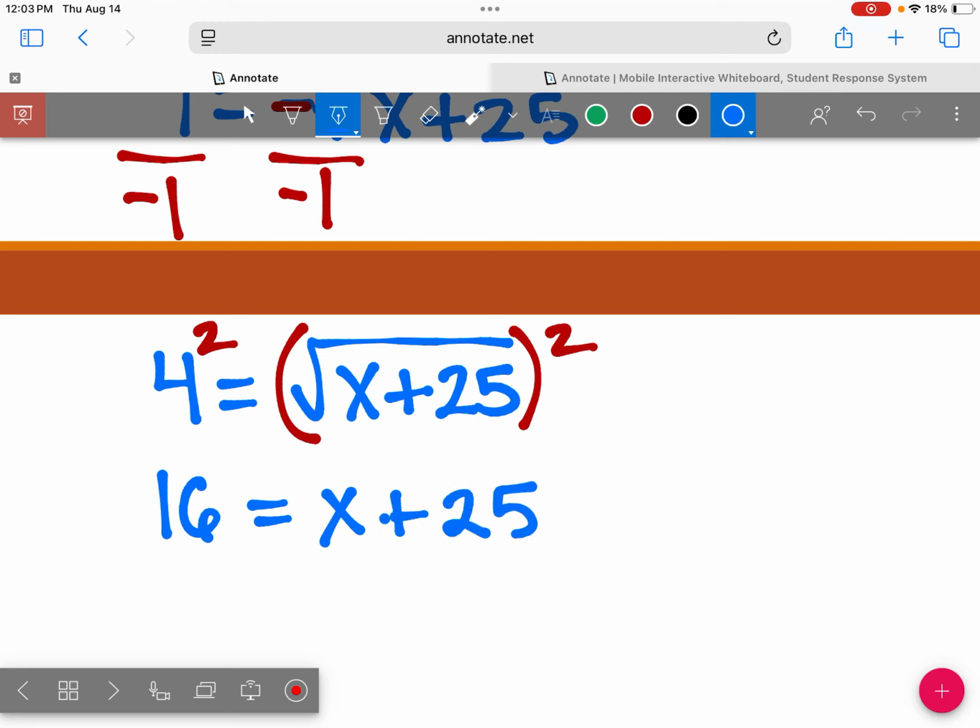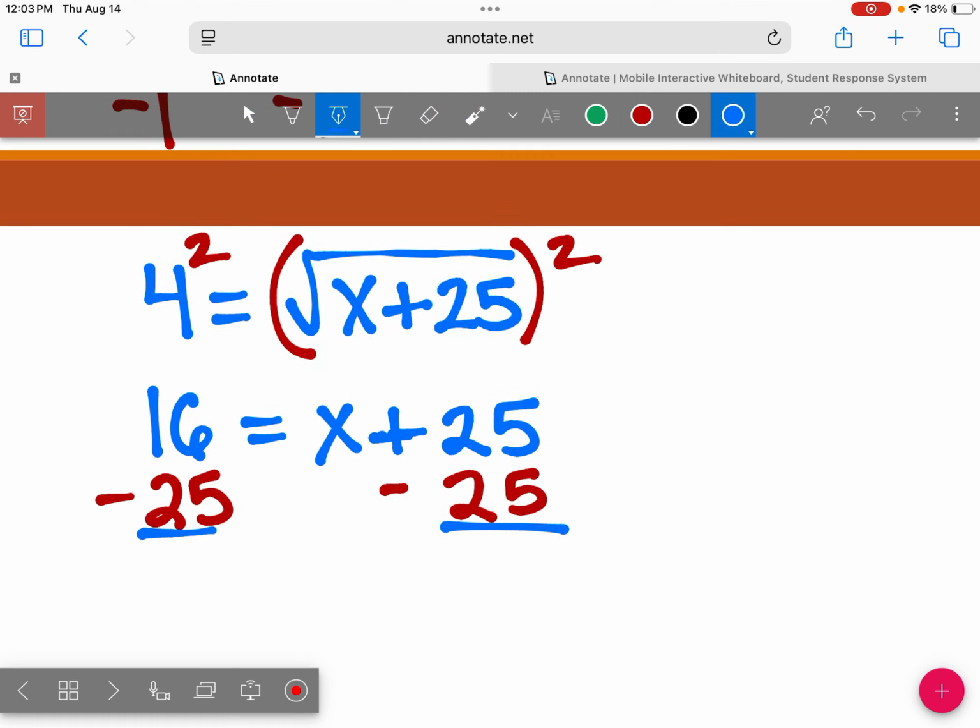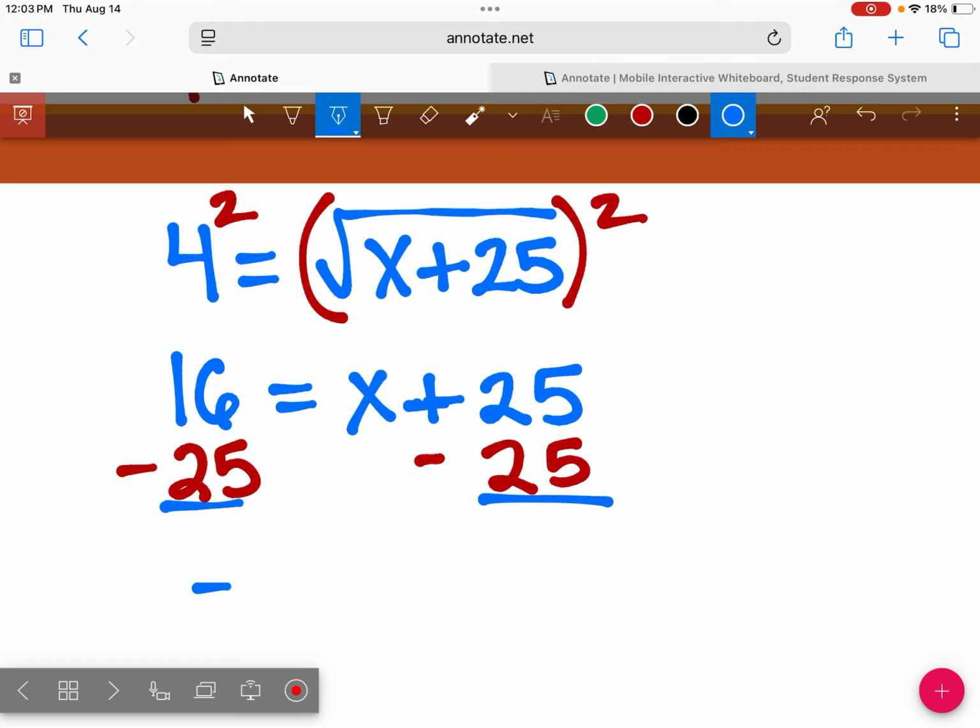All right, now I got to finish this out. Get rid of the plus 25. And what's the opposite of plus 25? Subtract. So use your calculator to see what you get when you take 16 minus 25. And you should get negative 9 equals x.